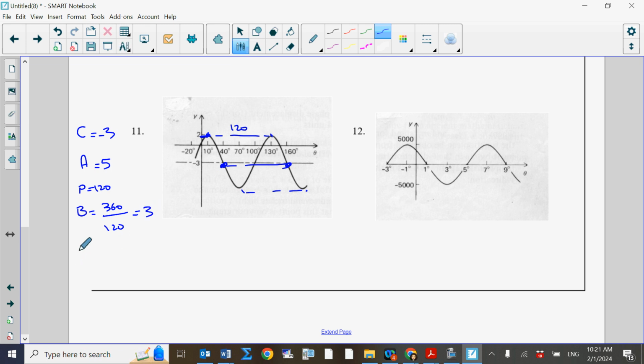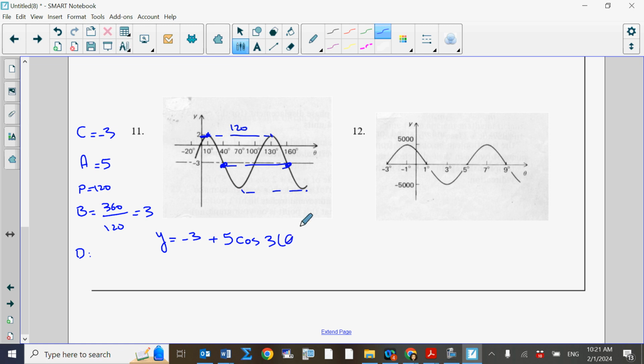And then we need to find the d value, which depends on what function you want to write, sine or cosine. So let's start. y is equal to c, which is -3, plus a, that's 5. Now, do I want to write sine or cosine? Let's write a cosine first. So I write cosine, and then b value is 3 theta.